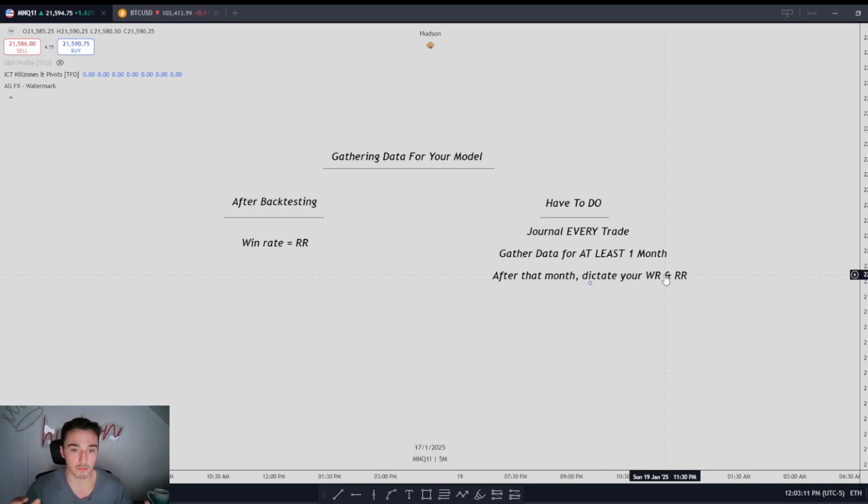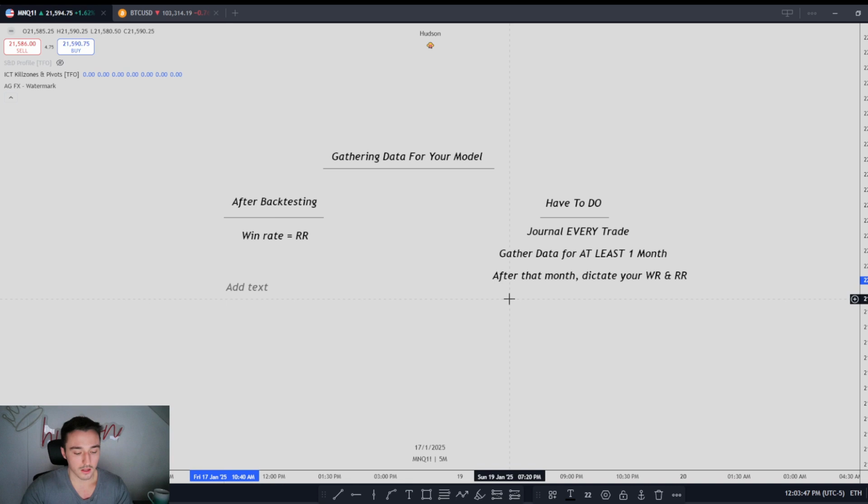So this is how you're putting all the data together, right? And then after you backtest, your win rate doesn't equal your RR, but your win rate and your risk to reward are going to be the most important factors of gathering the data. If your win rate is above a 50% and your RR is 2R plus, then that is a successful model, right? That is a successful model. If you have a win rate of about 40 to 45% but a 3R plus, it's a successful model, right?